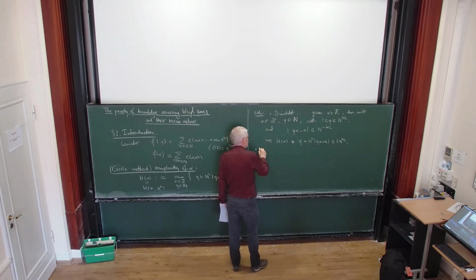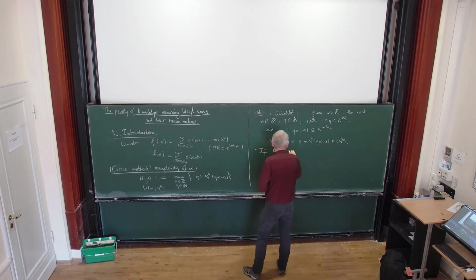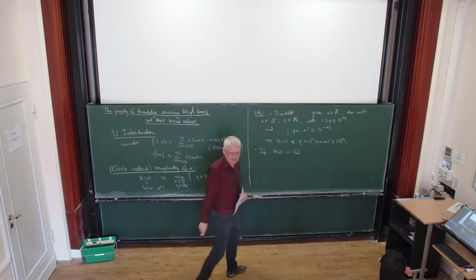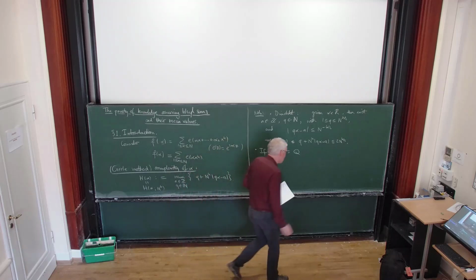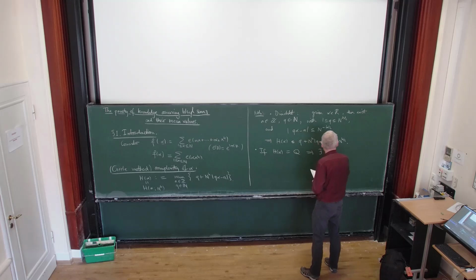The second observation, so if you know that h of alpha is, let's say, some parameter capital Q in size, then there exist integers a, natural number q.